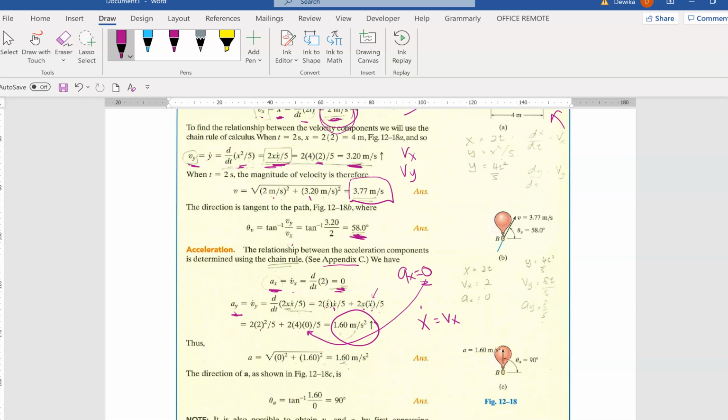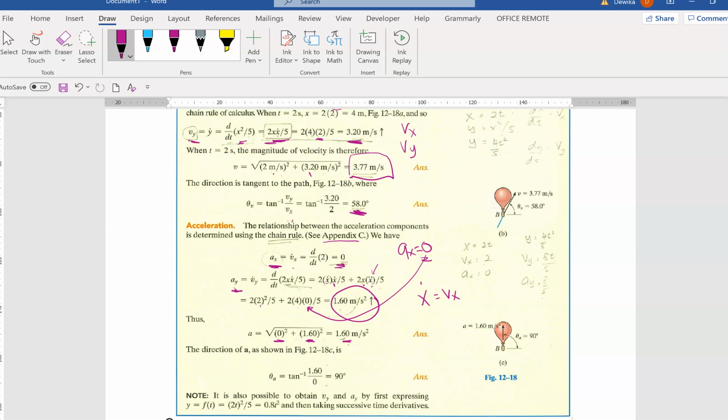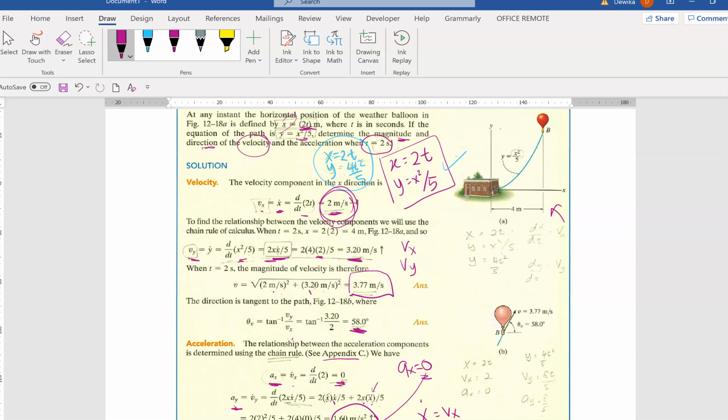So now you have got your ax and ay. Ax is 0, ay is 1.6. Square it, you get 1.6. Okay, then you can find the tangent. Okay, you get 90 degrees. So this is how you solve the question.